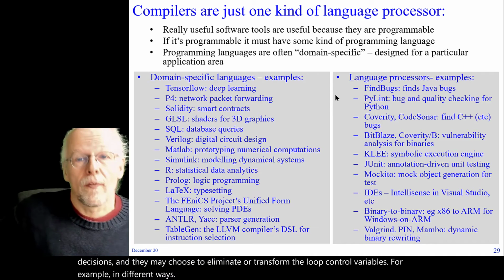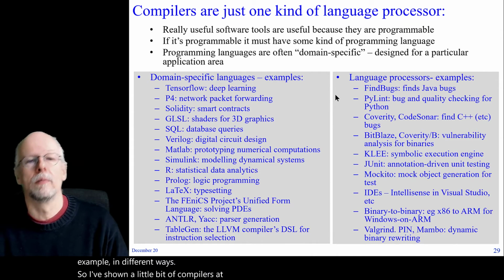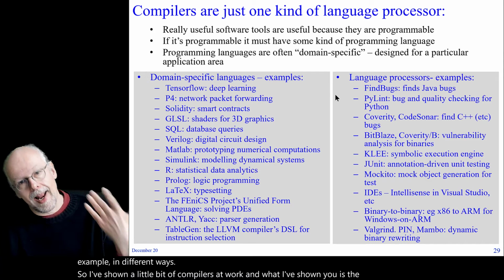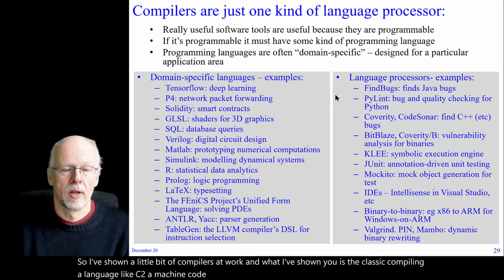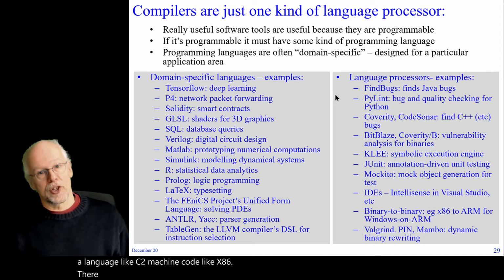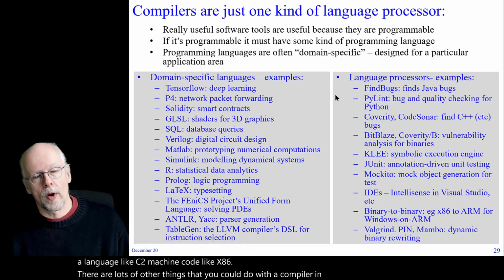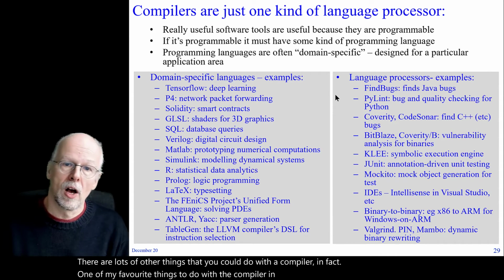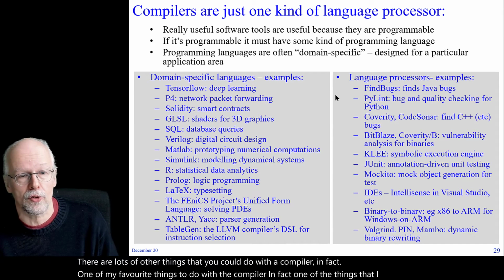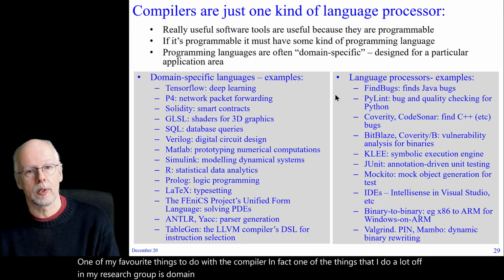So I've shown you a little bit of compilers at work, and what I've shown you is the classic compiling a language like C to a machine code like x86. There are lots of other things that you could do with a compiler. In fact, one of my favorite things to do with the compiler, one of the things that I do a lot of in my research group, is domain-specific optimizations.